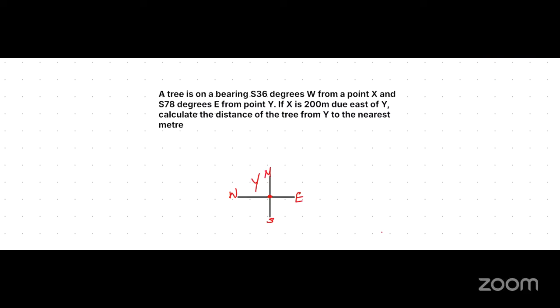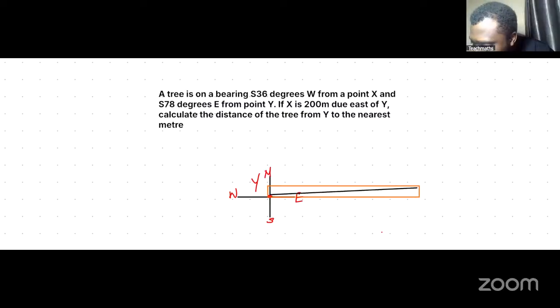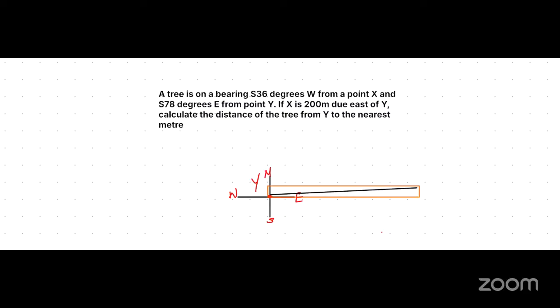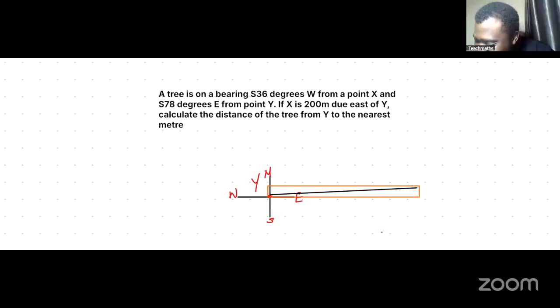Y has to be first. Yes, we have to start with Y, because to get X, it is 200 meters due east of Y. I'm even trying to adjust this line now. This question is backwards. They should have started with that. You see, so that's all right. This is better now.